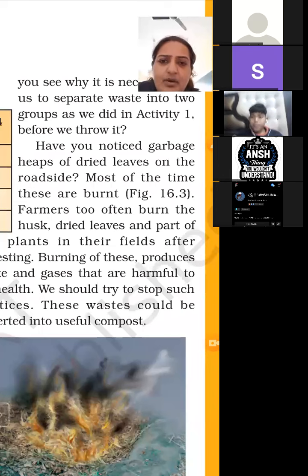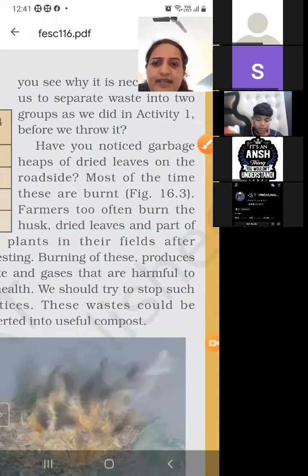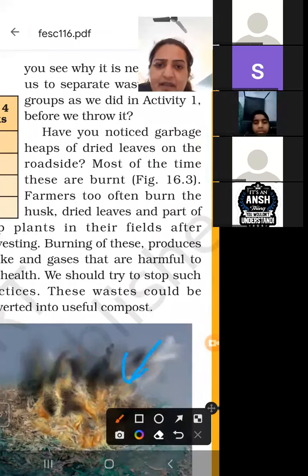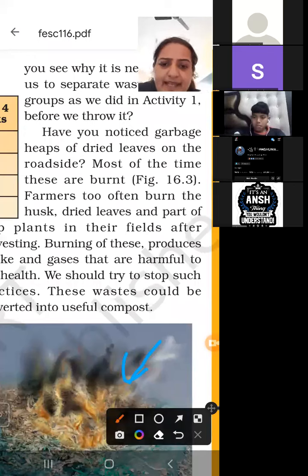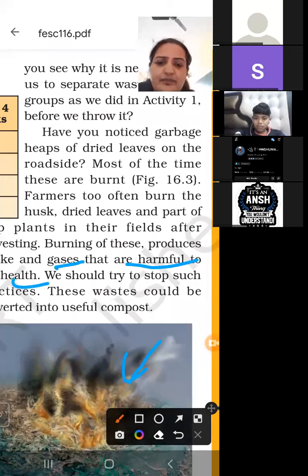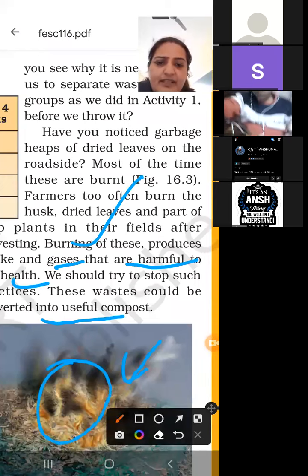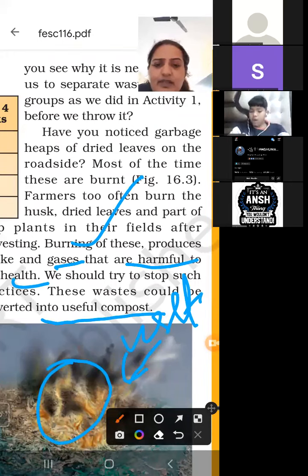This is on the roadside. So these are the heaps of dried leaves. Most of the time, or sometimes, these are burnt. Farmers also burn these types of leaves and plants. Burning of these produces gases, and these gases are harmful for us. So this waste could be converted into useful waste. You have to convert this waste into useful compost.